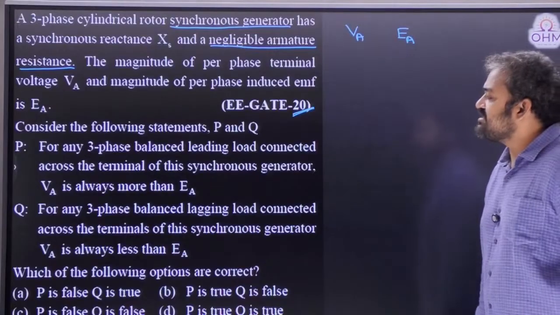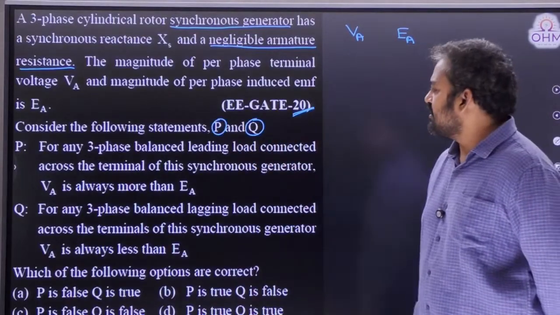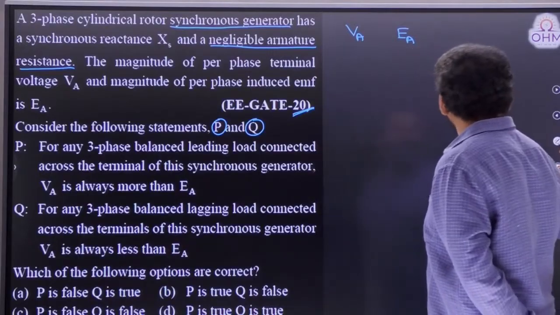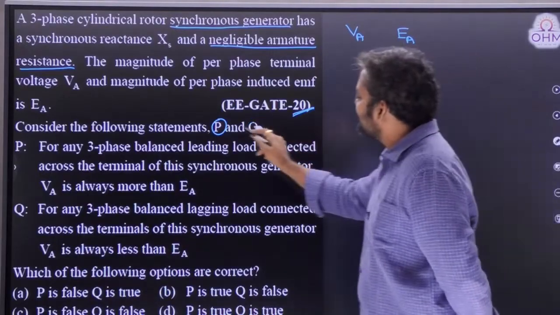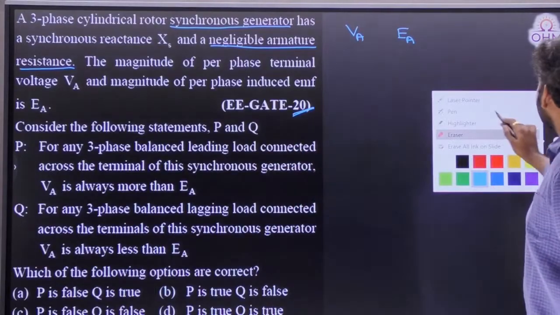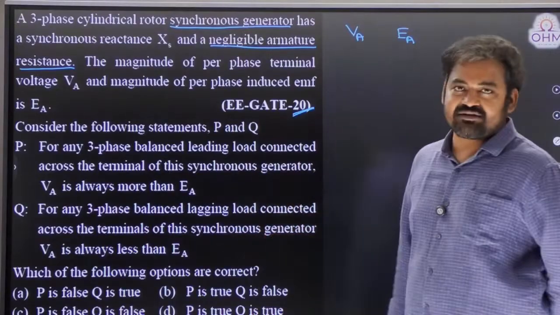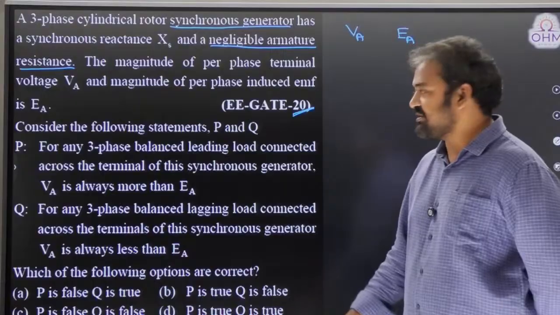Consider the following statements about P and Q. P is active power, Q is reactive power. Okay, sorry, I'm wrong. P and Q are not active power and reactive power, they are statements. Okay, fine. So 2 statements, P and Q, are given. So which of the following statements are correct is the question. First, let us see statement P.